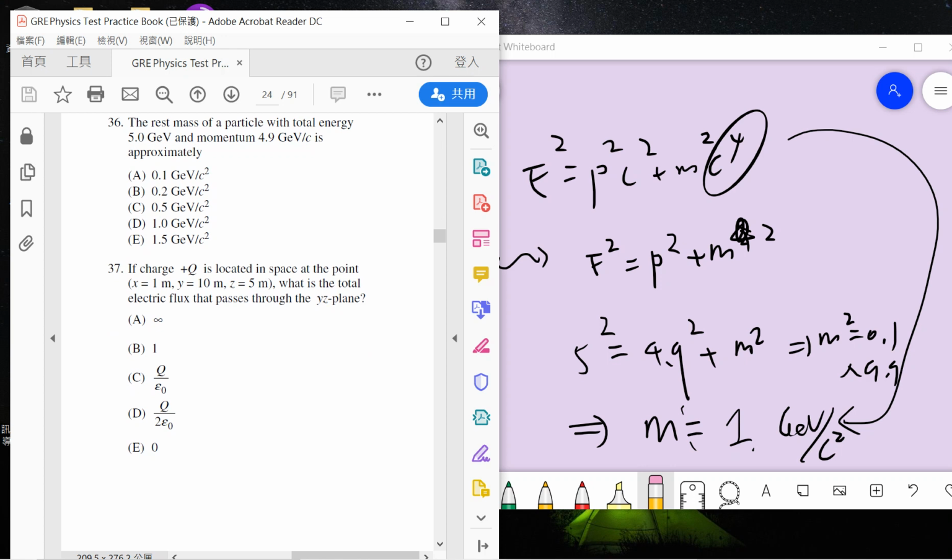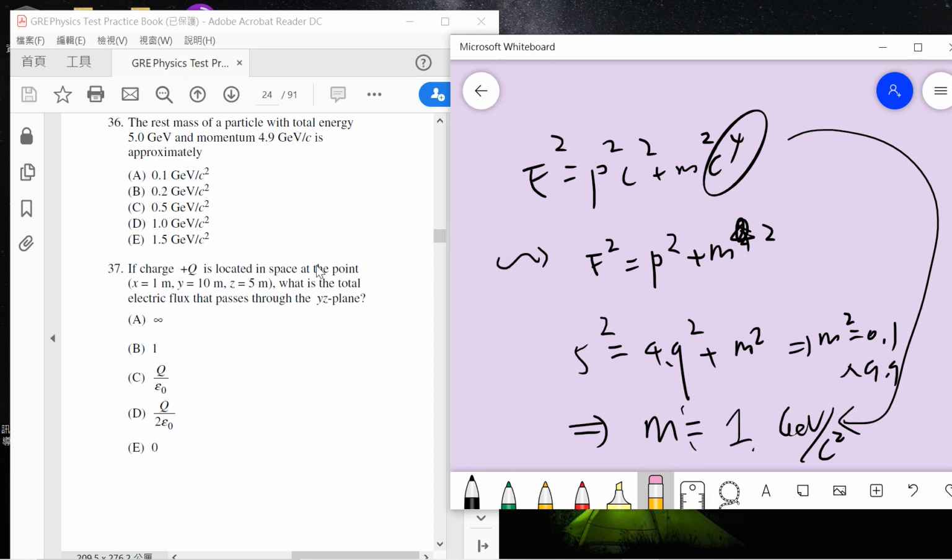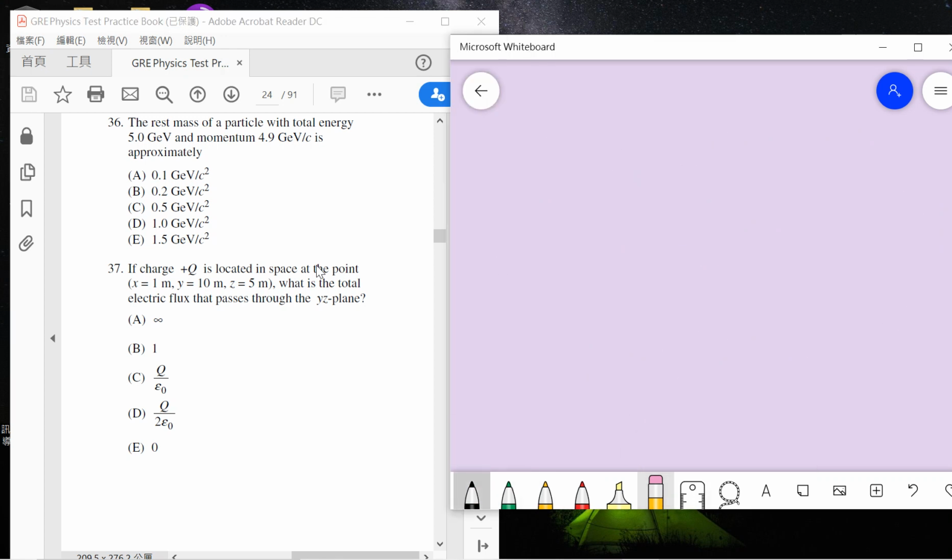Okay, 37. A charge Q is located in space at the point x equals 1, y equals 10, z equals 5. Okay, so it's somewhat complicated. We plot the graph in order to see it carefully. So x is 1, y is 10, z is 5, probably here. And what is the total electric flux passing through the YZ plane?